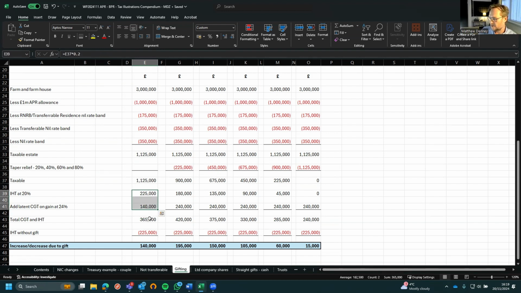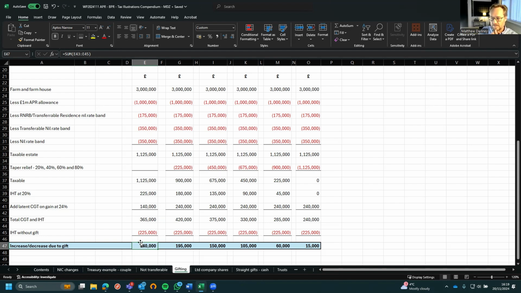So that's £365,000. If I had done nothing, sorry, if my parents had done nothing and I just inherited it, I'd have the same amount of inheritance tax, but I could have sold it the next day without paying any capital gains tax. So in this example, I'm £140,000 worse off.